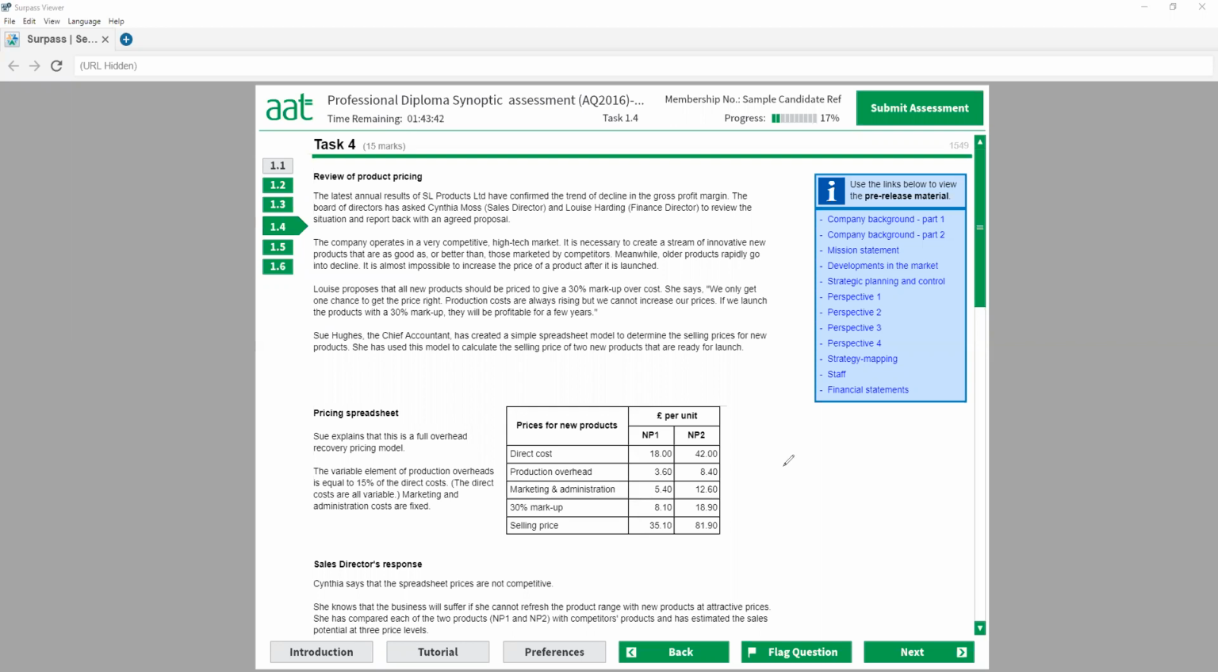So in this session, we're going to start from task number 4. We have done tasks 1, 2, and 3 in our previous session, and in this session, we're going to practice from task 4.